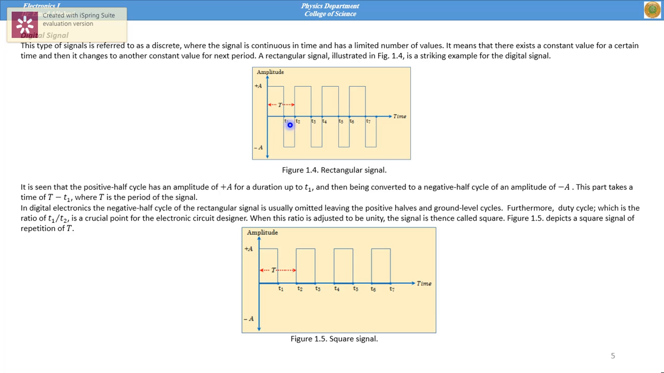Here this is T1, here this is T1, and this is T2. Because T1 is not equal to T2, this is called a rectangular signal. If these times are equal, like this signal, then we can say this is a square signal. The ratio that determines whether this signal is square or another shape is called the duty cycle.